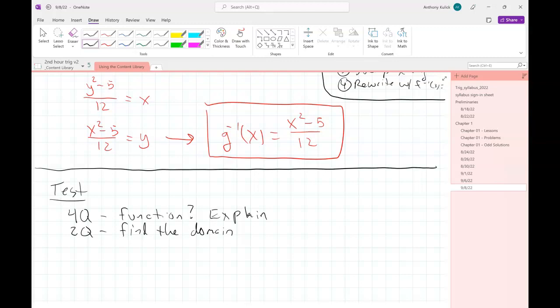Then we'll have 2 questions where I ask you to find the domain and write our answers in interval notation. Again, we did that on the homework quiz, right? The most recent homework quiz. I asked you to do that.